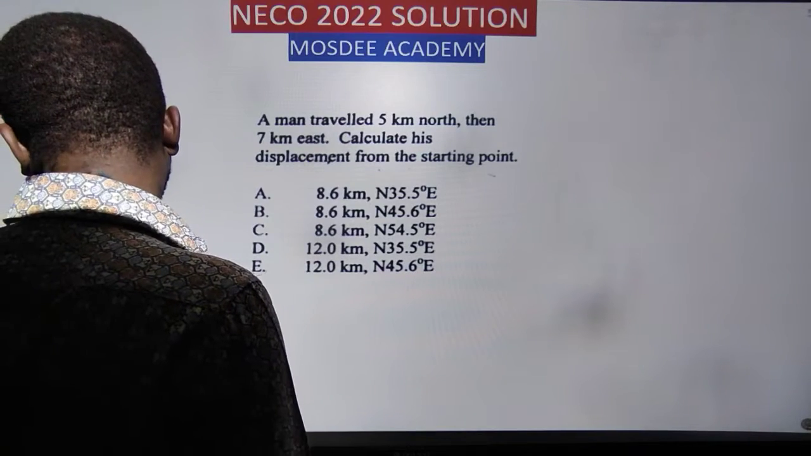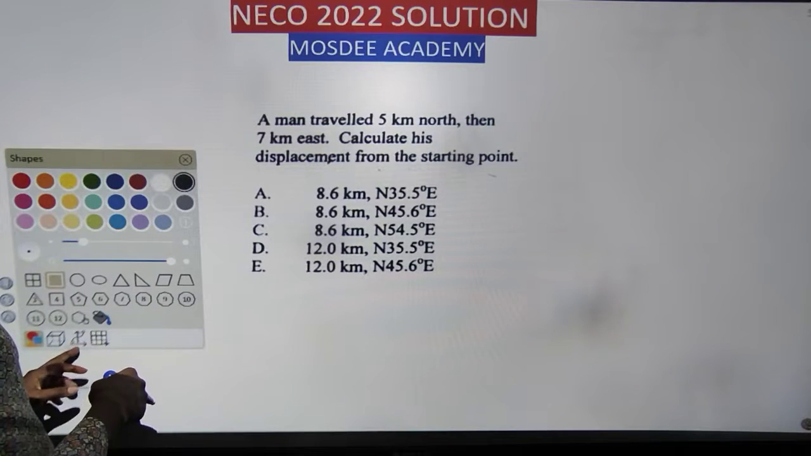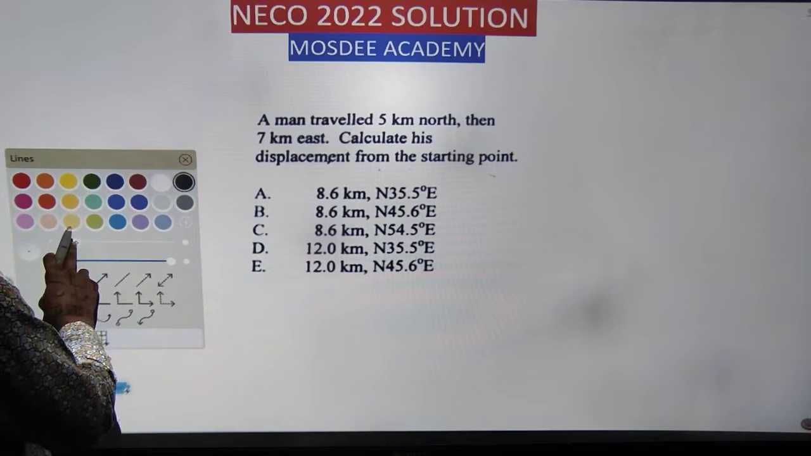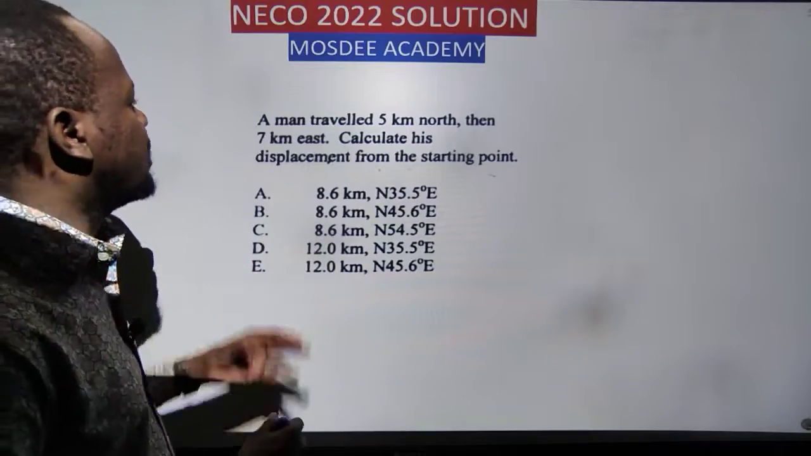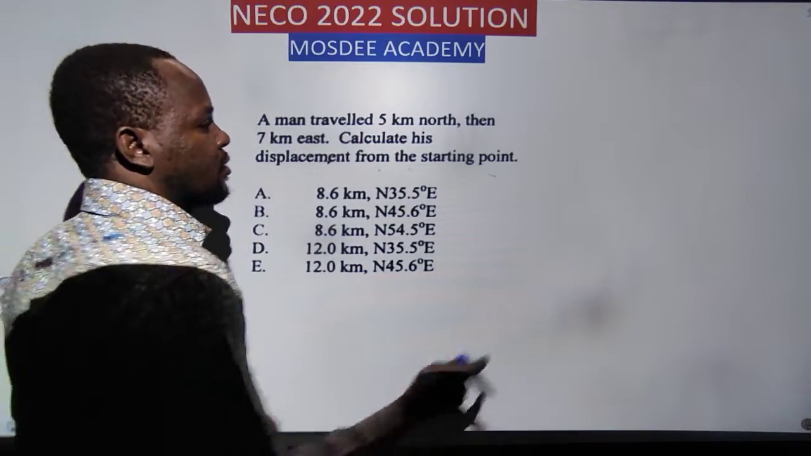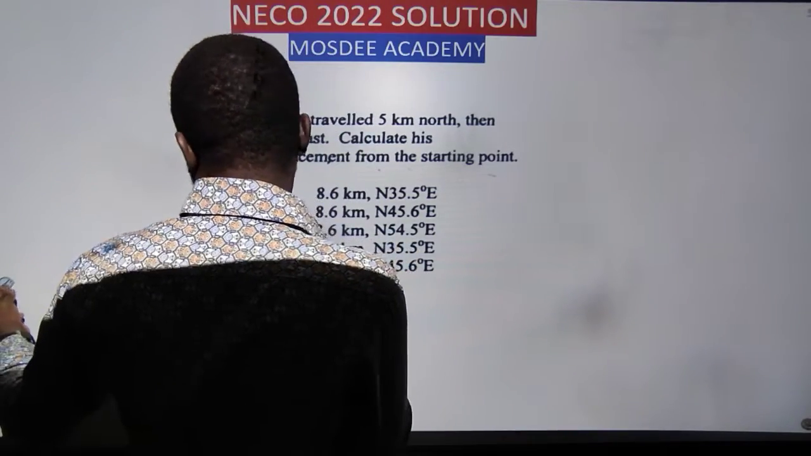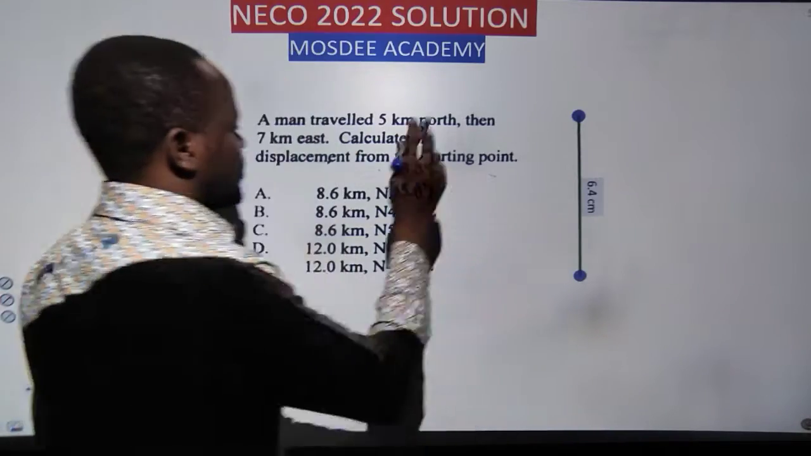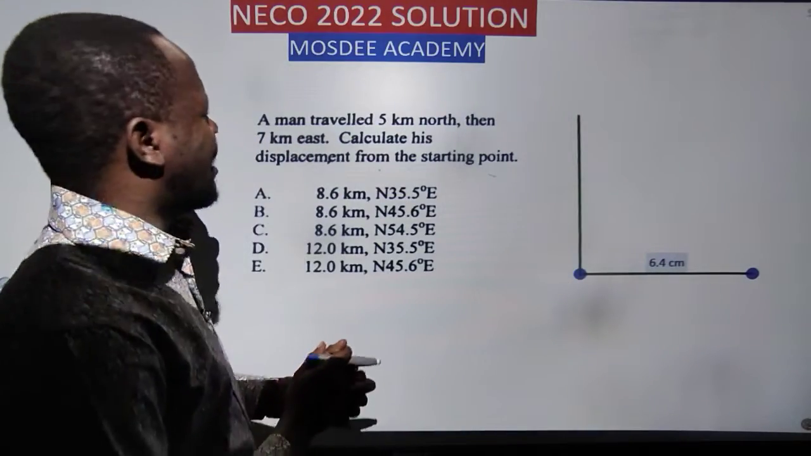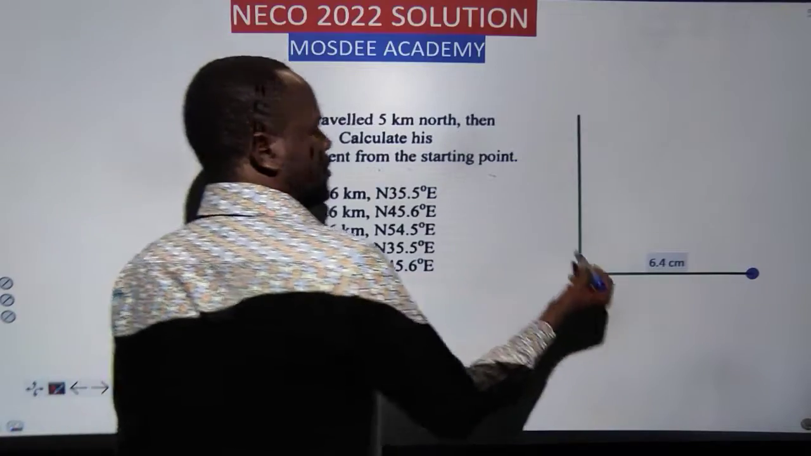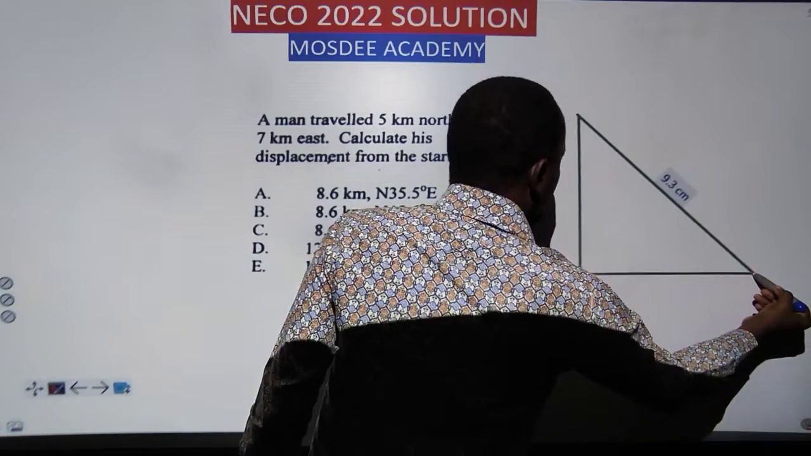Now here we have another fantastic question, which I think everybody might have studied. I'm going to need a line. Now we have a man who traveled 5 kilometers due north. Everybody knows the direction of north. North is always pointing upward. And 7 kilometers due east, the direction is definitely like that. So now calculate its displacement from the starting point. Displacement means you have to form a right angle triangle the way your teacher will tell you.